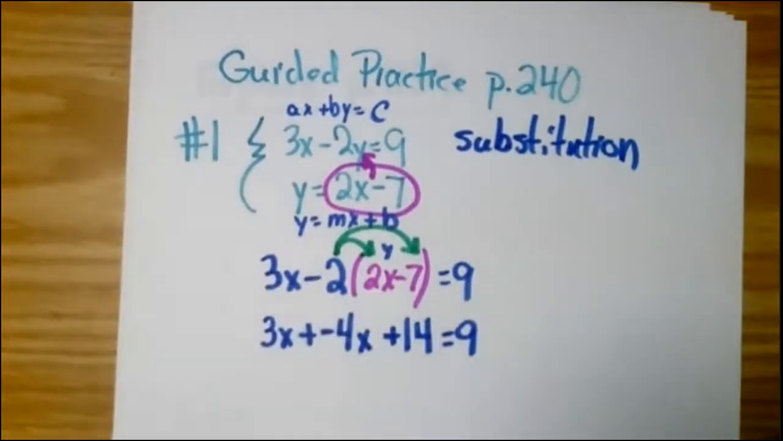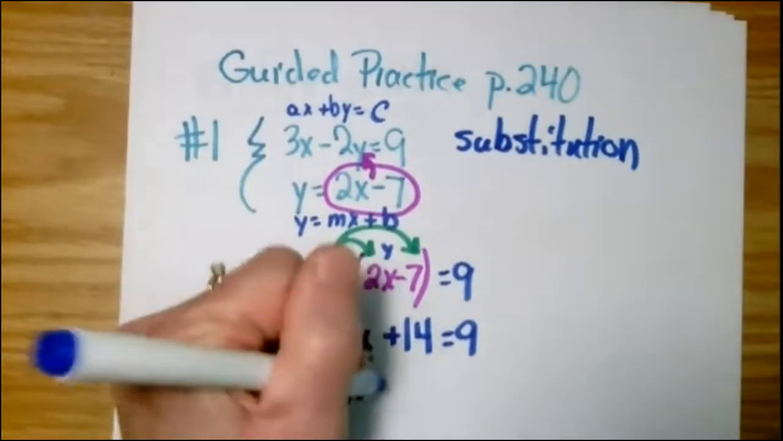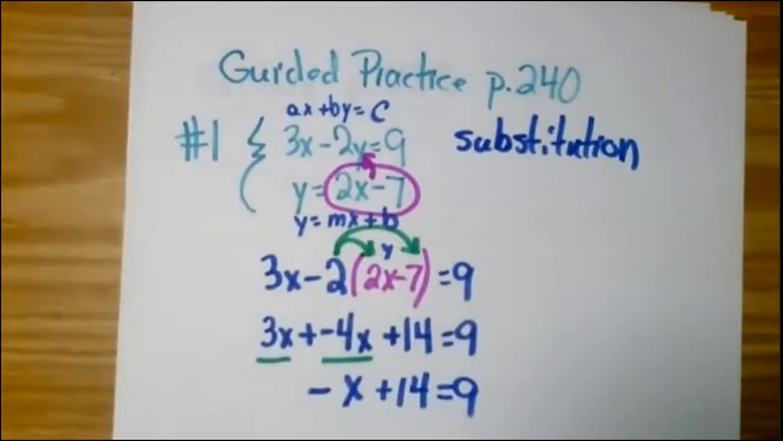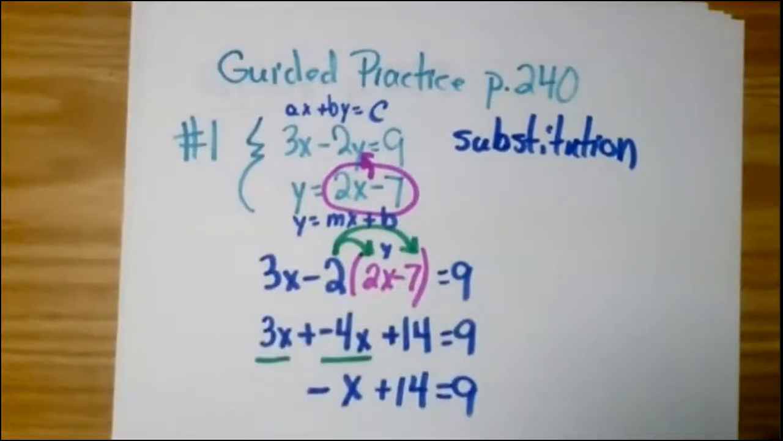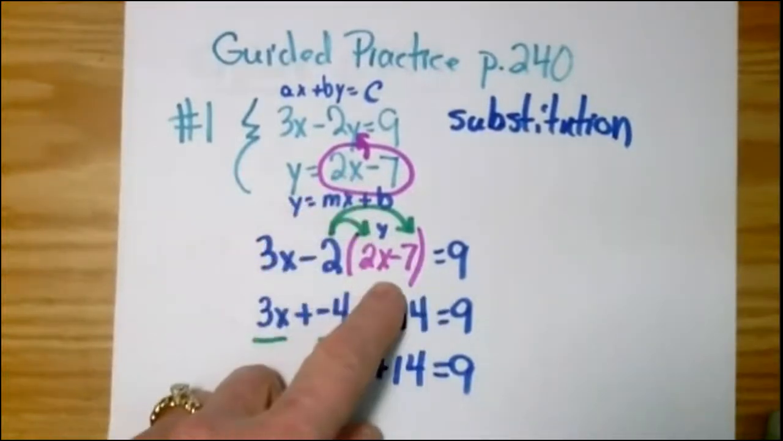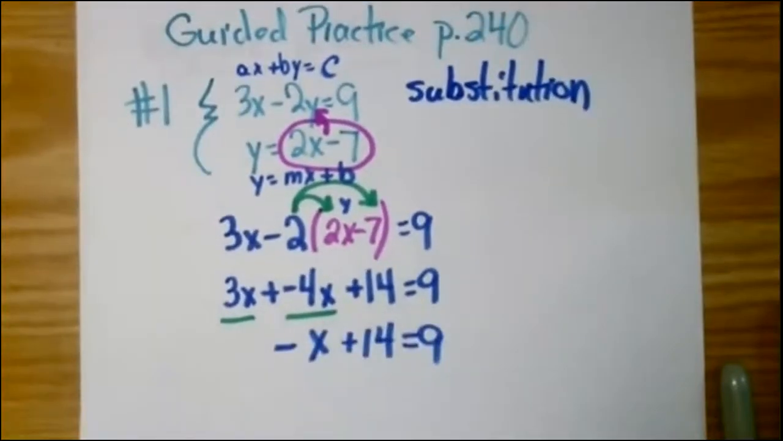Now I can solve this by combining like terms. So I have my x's that are the same that have to get combined. So I have a 3x plus a negative 4x. Exactly, that'll become a negative x. I still have the plus 14 equals 9. Now remember, the goal is to get the x by itself. Do you see how when I plugged in for y, I eliminated my y variable? So I'm going to get an answer for my x, and my x will be the x coordinate that is the answer to the solution of equations.